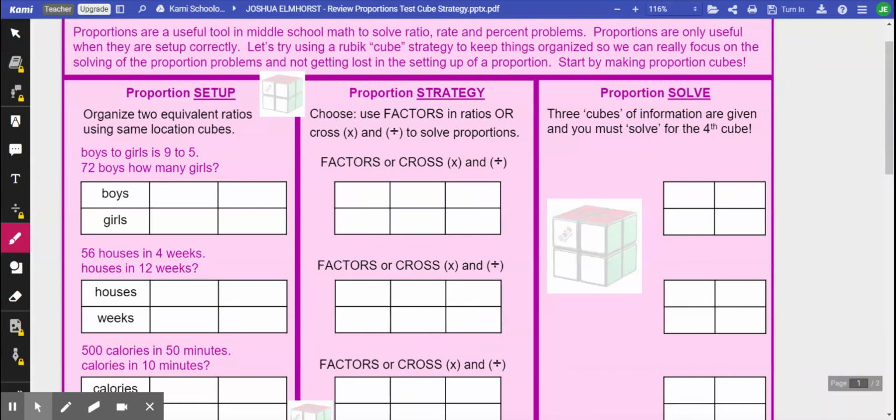So here's a review for proportions. We're going to take a look at the strategies of setting it up, then choosing a strategy to solve it, and then actually solving it. So on the left side, we're going to do this first.